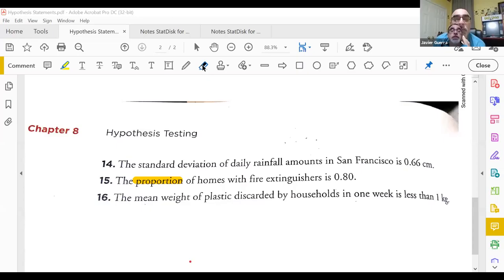All right, 16. The mean weight of plastic discarded by households in 1 week is less than 1 kilogram. Okay, so this is saying mean. So I'm going to use the mu, right? Mu. And it says less than. Mu less than. All right, we have to find mu and less than in my notes.